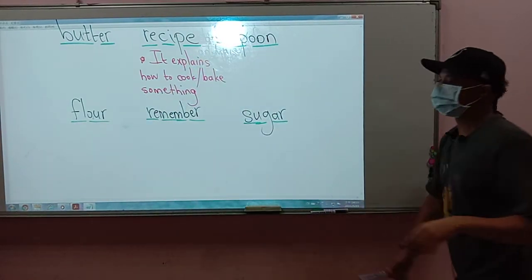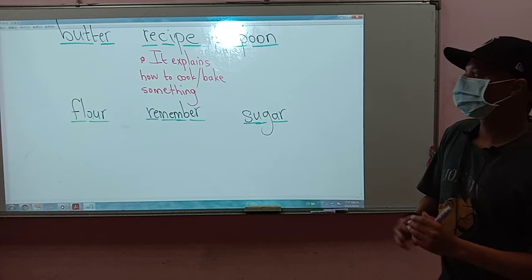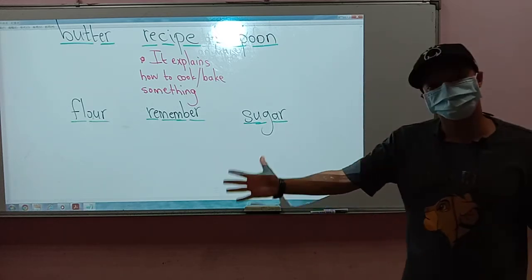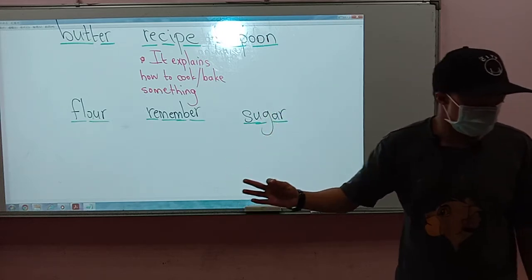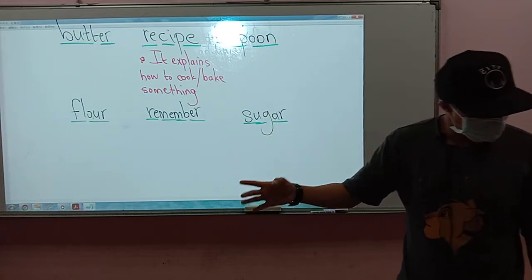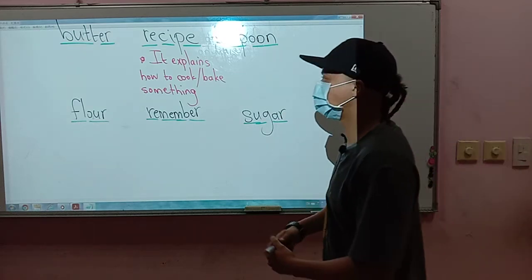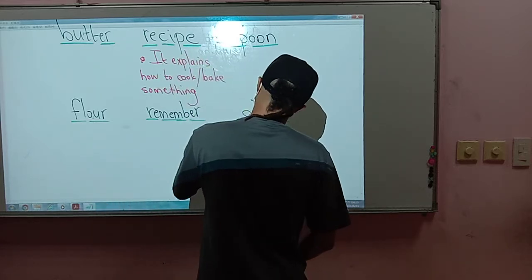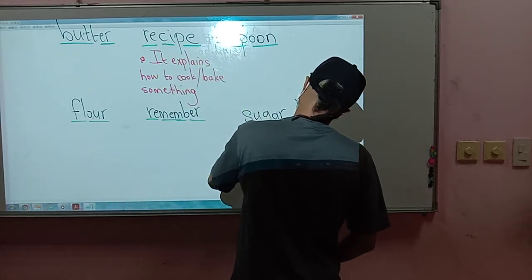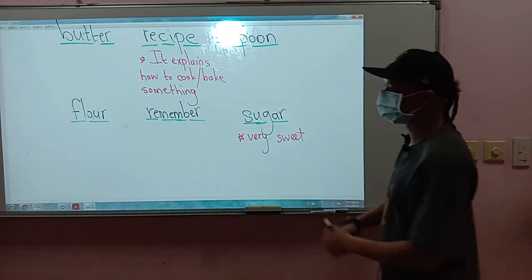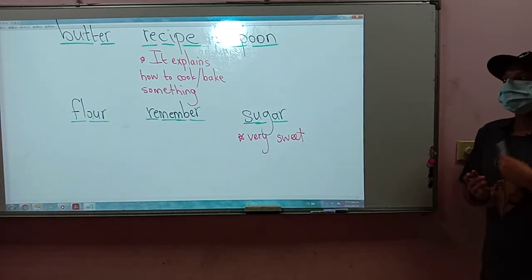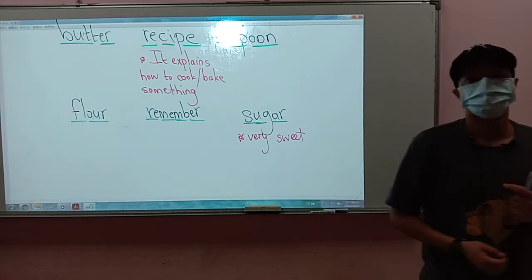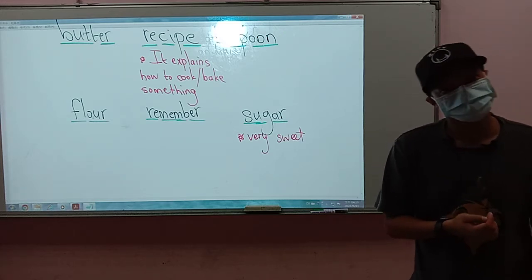Okay, next one, everybody. Oh, this one is very, very sweet. Okay, so of course, this is remember. Nope, it's sugar. All right, so it's very sweet. All right, next one. I use this to make bread and to make cake. It is very light. Do you know?